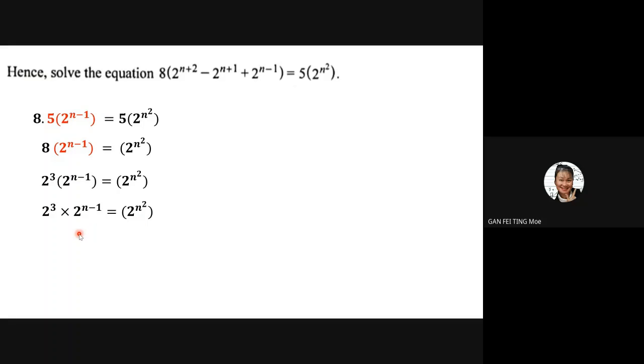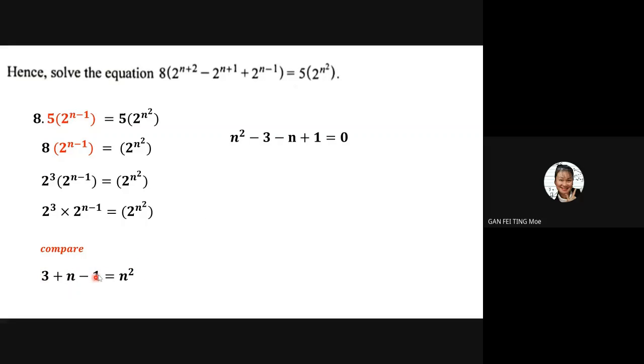Okay, lepas itu, you akan compare. What to compare in the index here. Apa yang berlaku darab? Darab index dia akan menjadi tambah. Okay, 3 tambah 2 tolak 1 indeks. Indeks dia sahaja. Sama dengan n kuasa 2. Okay, you have this. Bila dah dapat yang ini, susun semula dengan betul. N kuasa 2 tolak 3 tolak n tambah 1.